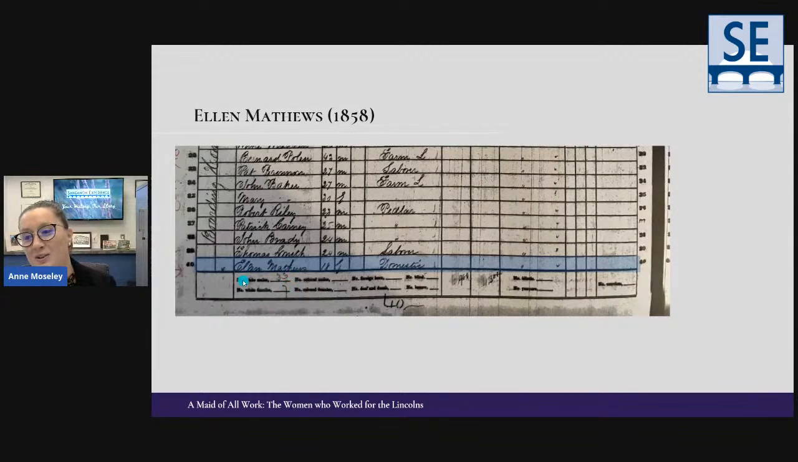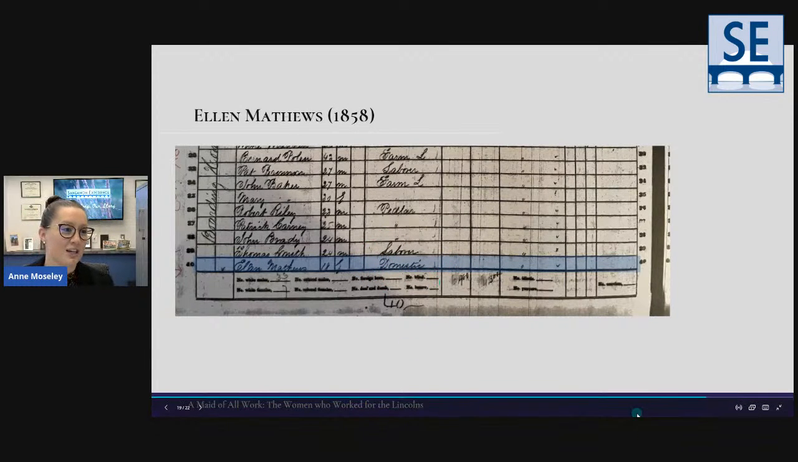You have Ellen Matthews, who I mentioned earlier. As you can see here, when she worked for the Lincolns, she was a teenager. She was about 18. And you can see she's listed as a domestic. This is during the time she was finishing her time with the Lincolns and moved on to find a new position.